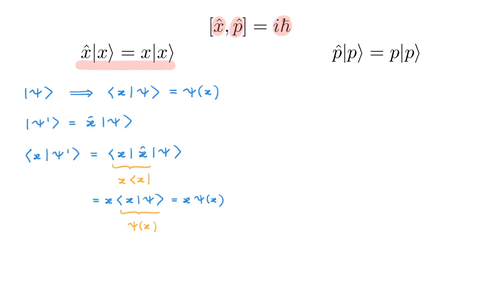What does this result imply? It's telling us that the action of the position operator on a state psi in terms of wave functions is simply multiplying the wave function psi of x by x.